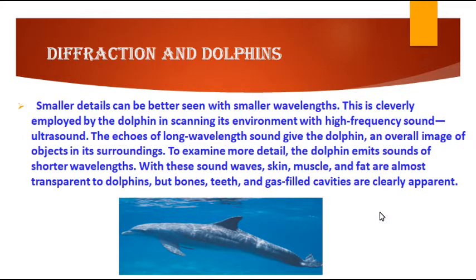Now diffraction and dolphins. Let us see how this phenomenon works. Smaller details can be better seen with smaller wavelengths. This is cleverly employed by the dolphin in scanning its environment with high frequency sound, or ultrasound. The echo of long wavelength sound gives the dolphin an overall image of objects in its surroundings. To examine more details, the dolphin emits sounds of shorter wavelength. With these sound waves, skin, muscles, and fats are almost transparent to dolphins, but bones, teeth, and gas-filled cavities are clearly apparent.